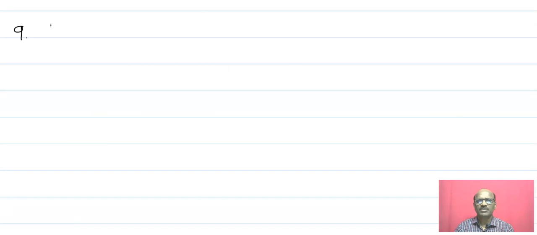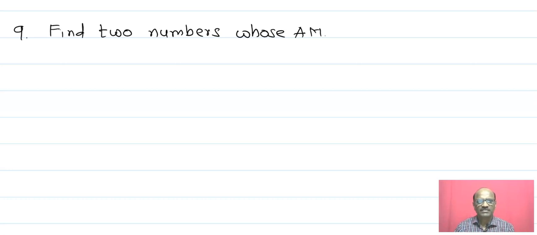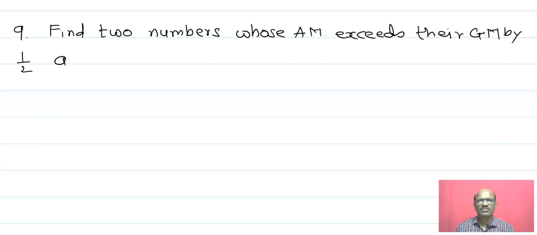Now next, problem number 9. The answer in the textbook is different from my answer, and whatever I have solved is correct. Find the two numbers whose AM, arithmetic mean, exceeds their geometric mean by 1 upon 2 and harmonic mean by 25 upon 26.